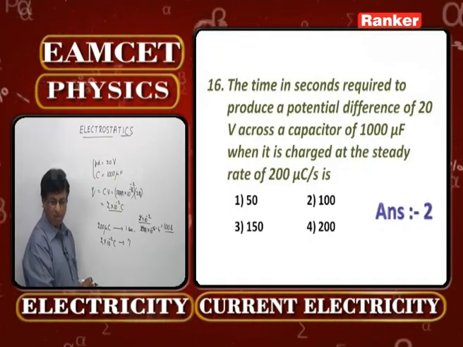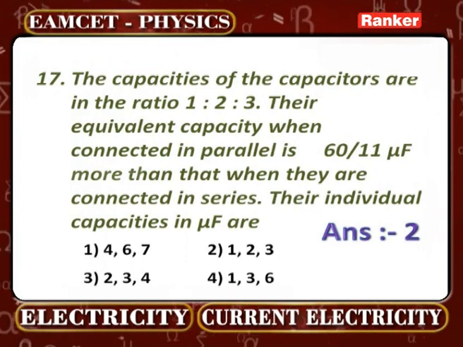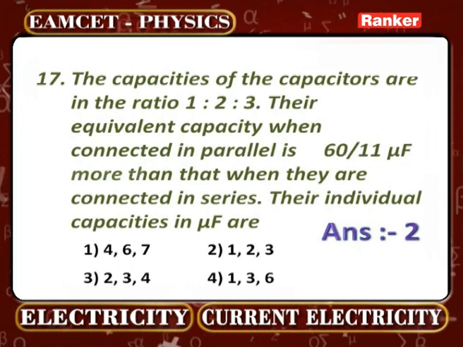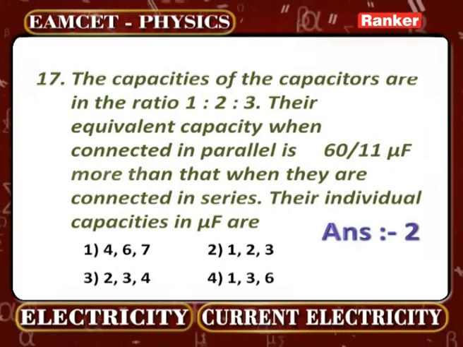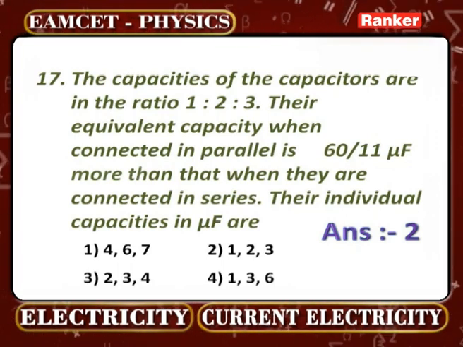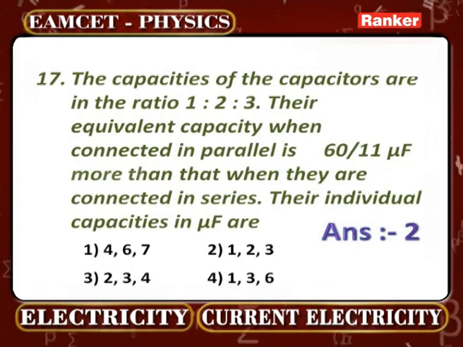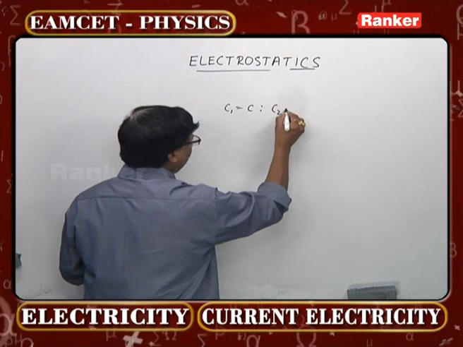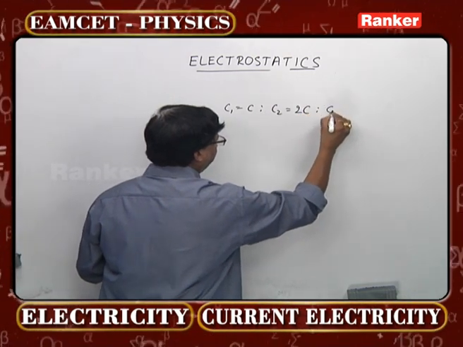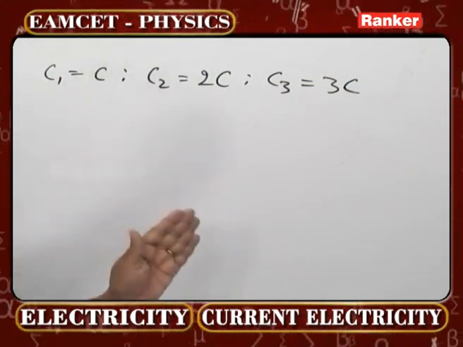Look at the next number, that is 17. The capacities of the capacitors are in the ratio 1:2:3. Their equivalent capacity when connected in parallel is 60/11 microfarad more than when they are connected in series. Their individual capacities in microfarad are how much? That is the concept. Look at the next case please. C1 you take as C, C2 you take as 2C, C3 you take as 3C. Why? Because he gave the ratio 1:2:3.